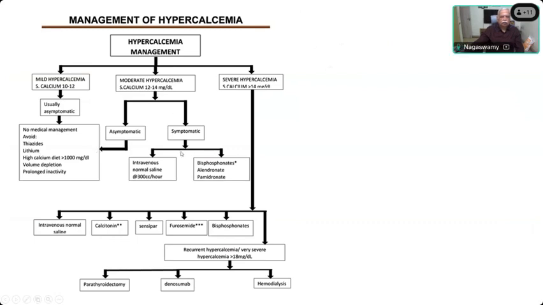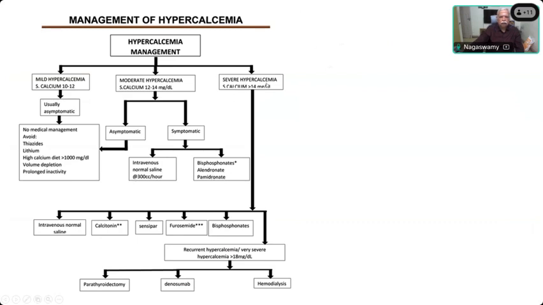But if they are symptomatic, you have to give intravenous normal saline, 300 cc per hour. That will reduce the serum calcium level. Another method of treatment is using bisphosphonates, which will help to make the calcium go into the bone, get reabsorbed into the bone. So this is the second management: dilution with normal saline or usage of bisphosphonate.